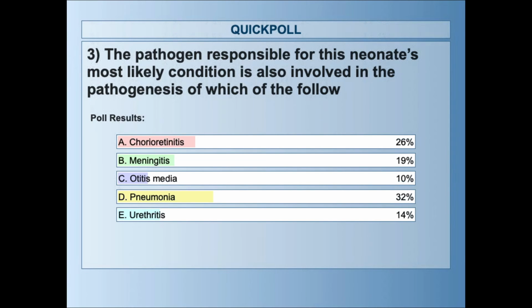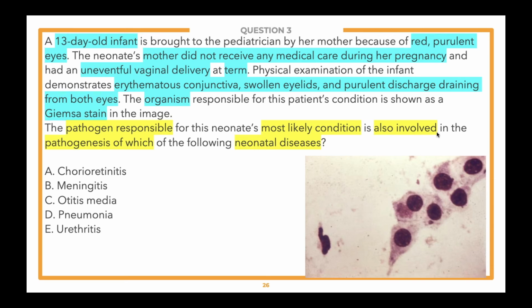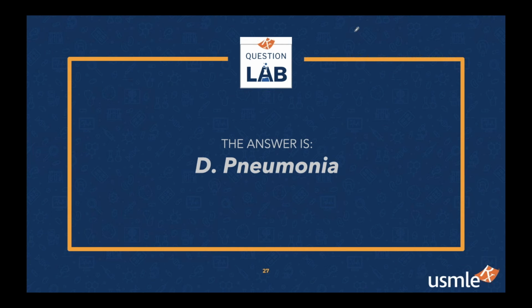All right, let's see what you selected. Looks like 32% of you selected pneumonia and 26% of you selected chorioretinitis. So let's take a look and see what the correct answer is. And the correct answer is D, pneumonia. And 32% of you got it right, so great job. Let me hand it off to Paris.